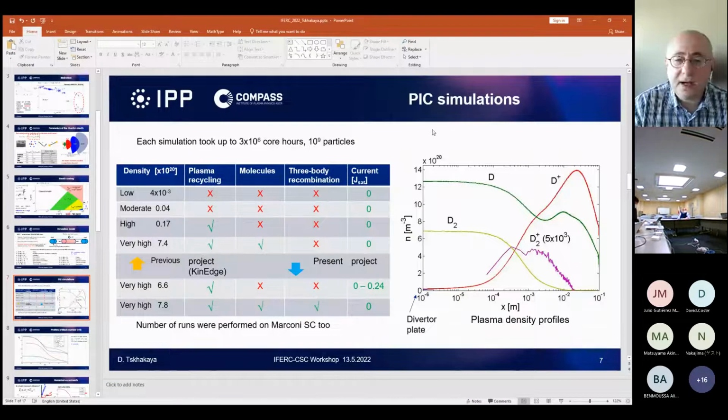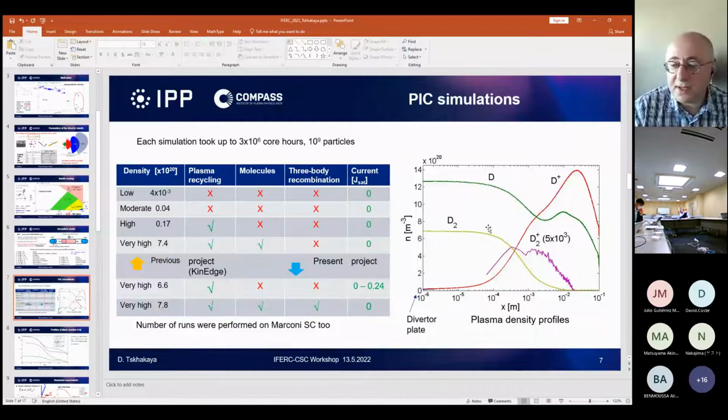We simulated quite a large set of simulations. I want to say that this was actually spread over two projects. During one project, we obtained, as we thought, the main results. So we considered increasing density and included more and more physics. We started with low density, no recycling, no neutrals, and moderate density, and then increased it. Initially we had only plasma, no plasma recycling, then plasma recycling, then we included molecules, and then we included also three-body recombination. So all the physics which we could do with this code.